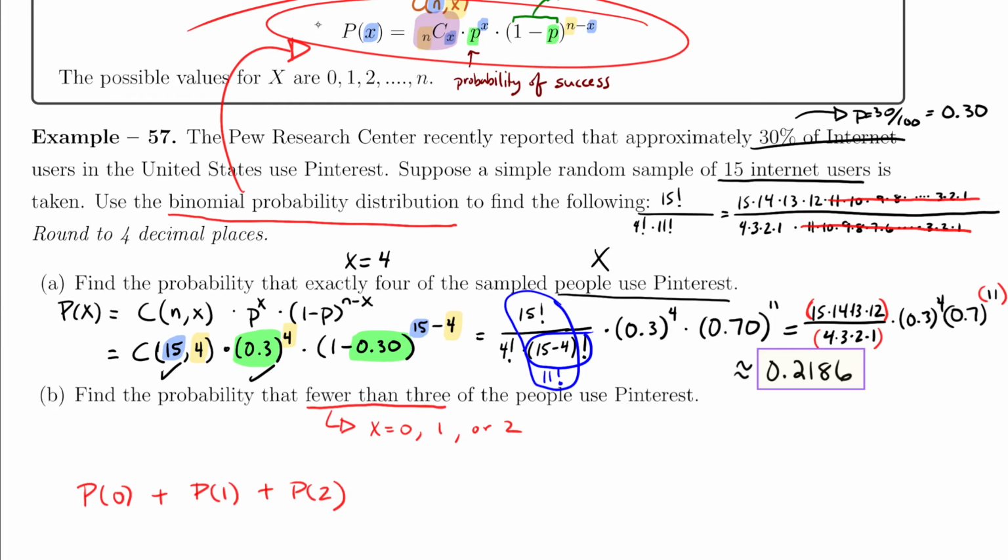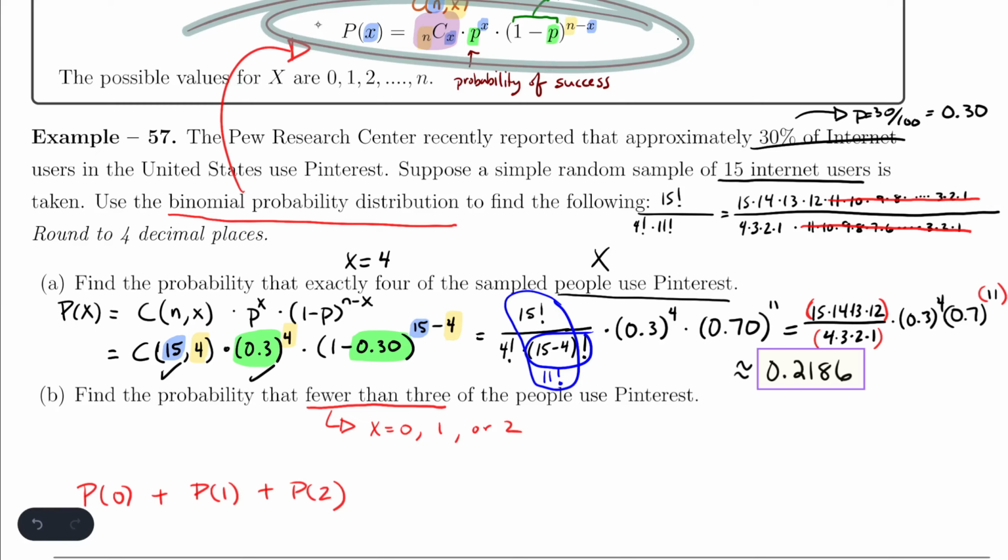Now, the difficult part of this problem is that we will have to do this calculation 3 separate times. So it will be a bit time consuming, but we can do the setup within a minute, and then we just have to carefully calculate it using our calculator. So let's talk about the setup. Since it's fewer than 3, we know 0, 1, or 2 are the acceptable values. Now, based on this formula that we see here, let's list out the formula for the probability that we have 0.